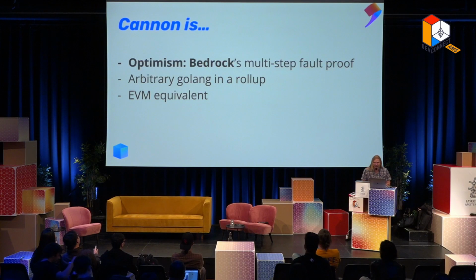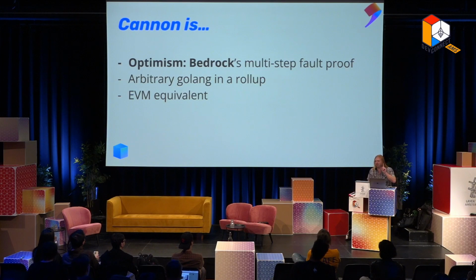Okay, not really. I will first start by telling you what Cannon is, and then we'll talk a little bit about it. Cannon is a lot of things, and I probably won't even be able to cover all of them right now, because I do want to hopefully have some time for questions. But one thing that Cannon is, is the multi-step fault proof that we've built for Optimism Bedrock. Another thing that it is, is the ability to run arbitrary Golang in a rollup. Very exciting. Perhaps the most important thing that it is, is EVM equivalent. That means that it follows the rules of the EVM down to the letter. It means that your L2 systems running on Optimism will follow exactly what you expect from L1 down to the letter. How cool is that?